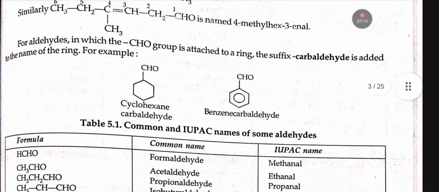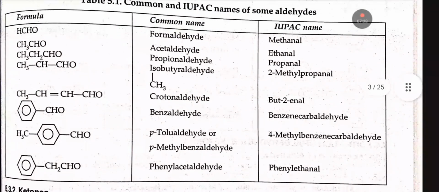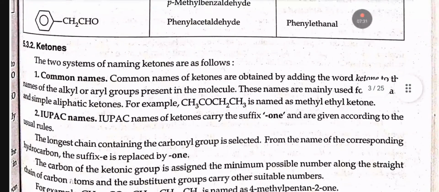For aldehydes in which the CHO group is attached to a ring, the suffix carbaldehyde is added to the name of the ring. For example, cyclohexanecarbaldehyde, benzenecarbaldehyde. Common names and IUPAC names of some aldehydes are given.